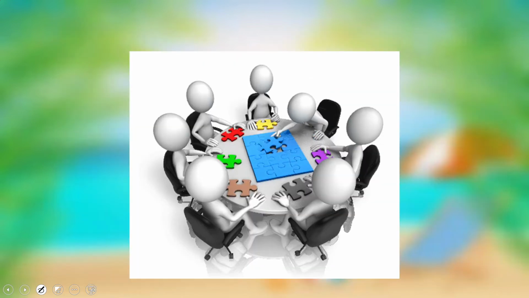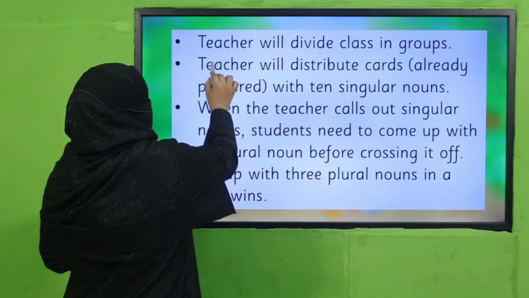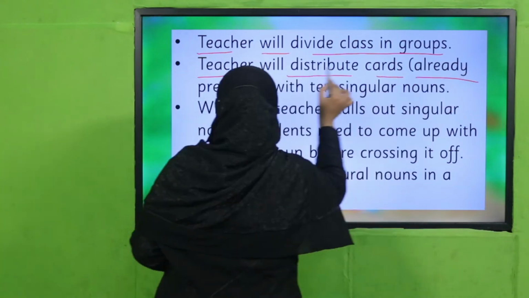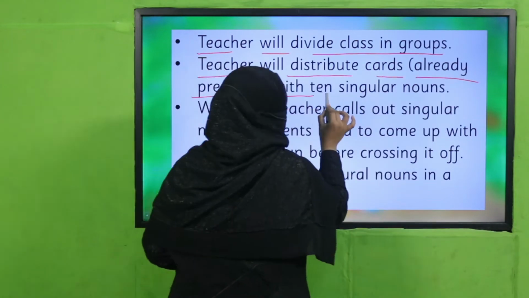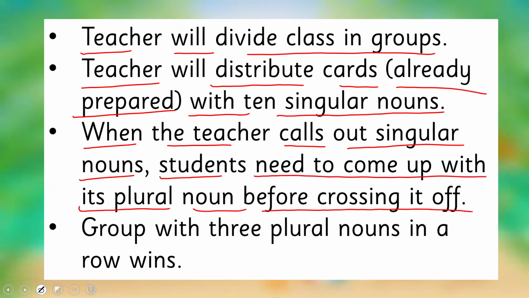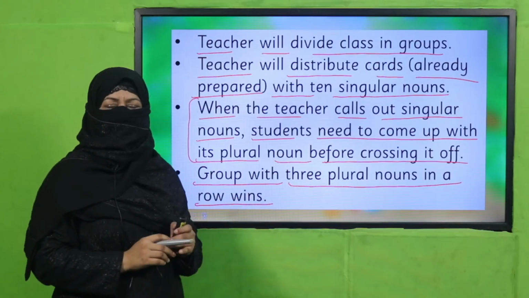Now let's practice this concept with an activity. What are we going to do? The teacher will divide the class into groups and distribute cards she has already prepared with 10 singular nouns. When the teacher calls out a singular noun, students need to come up with its plural before crossing it off. Okay, so they will cross it off, but before that they will tell its plural, and the group with 3 plural nouns in a row wins this activity. Pause the video, enjoy the activity, and then come back.